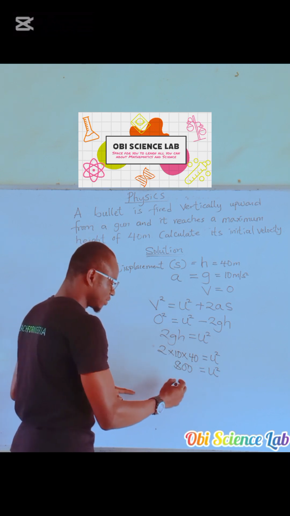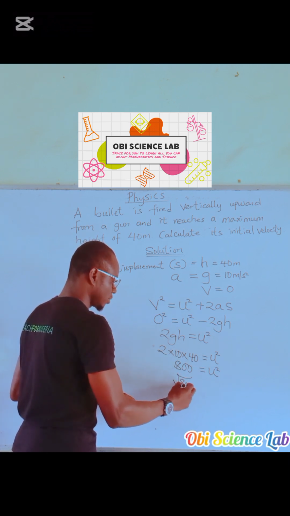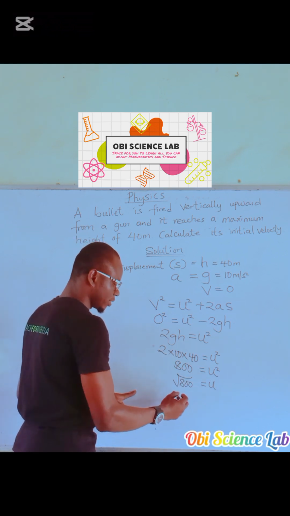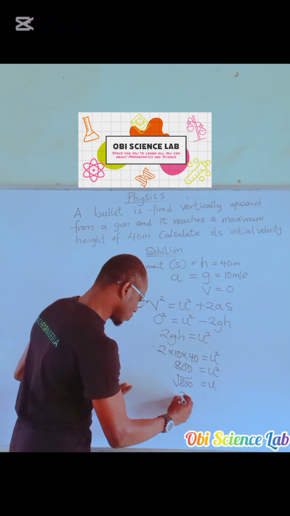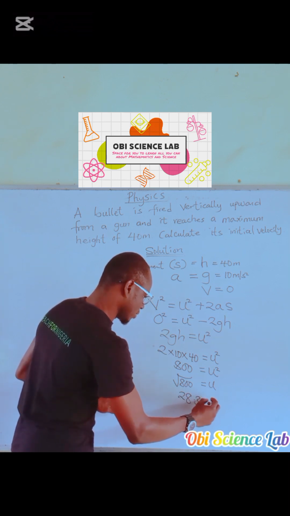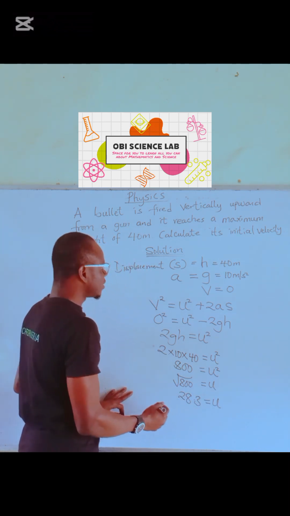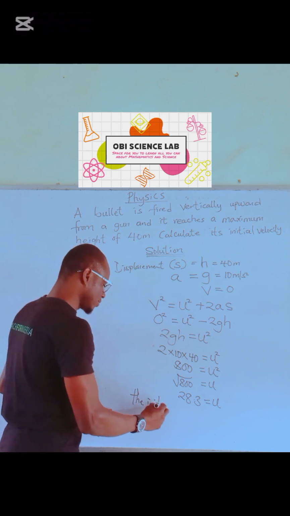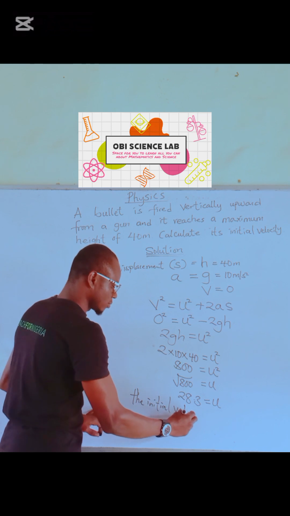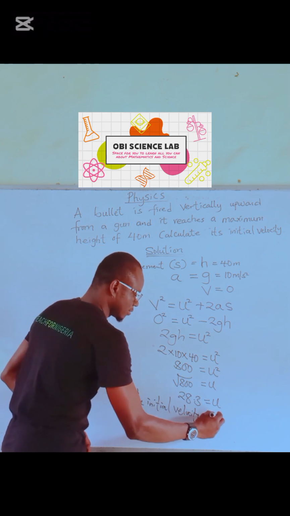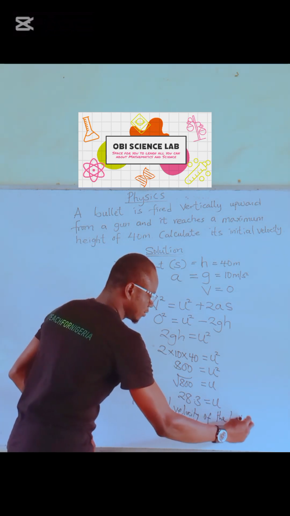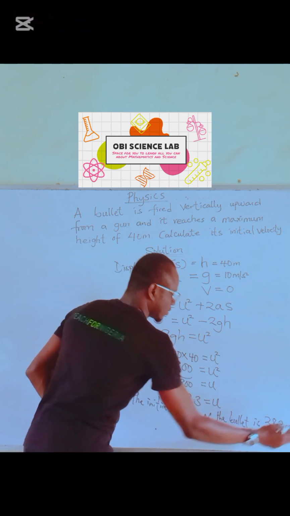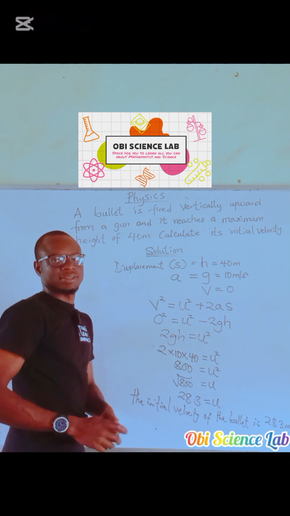When we take the square root of both sides, the square root of 800 is going to give us u, and the square root of 800 gives us 28.3, equals u. That means the initial velocity of the bullet is 28.3 meters per second, and that is our answer. Thank you.